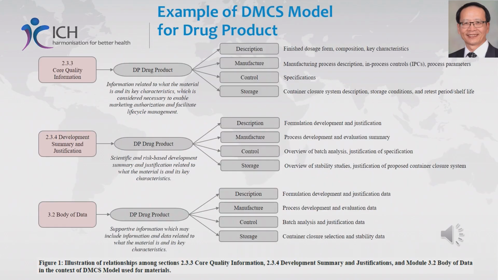So I want to give you an example of how this can organize information with the DMCS model. Specifically, we use a product example. The section is called quality information. Here we focus on what the material is and its key characteristics. This section contains essential high-level information that regulators and stakeholders need to understand the finished dosage form.